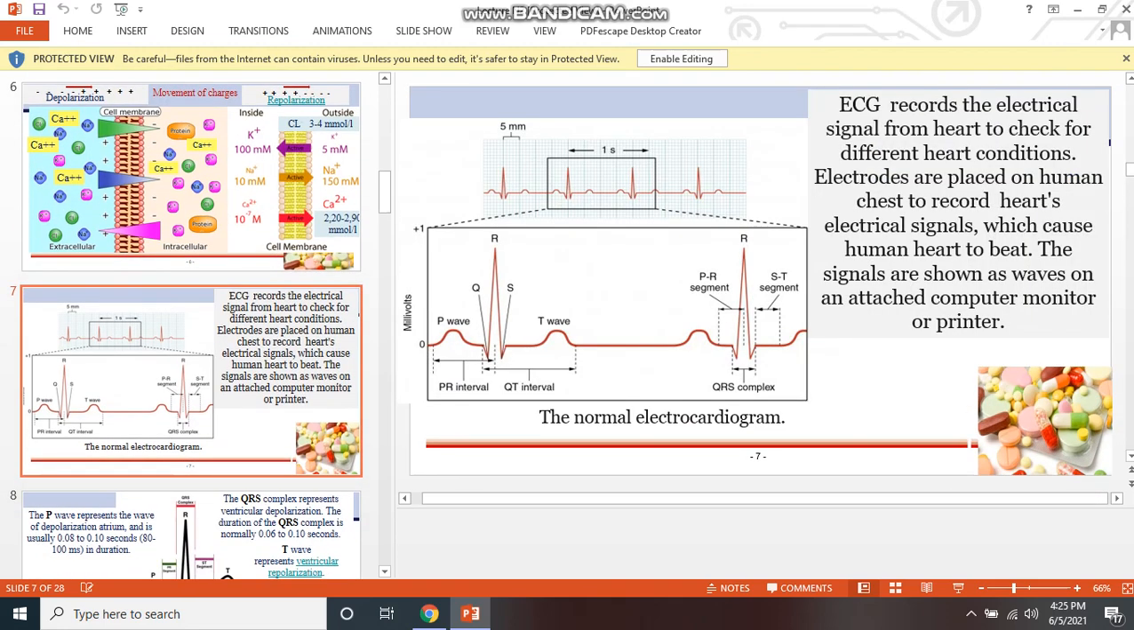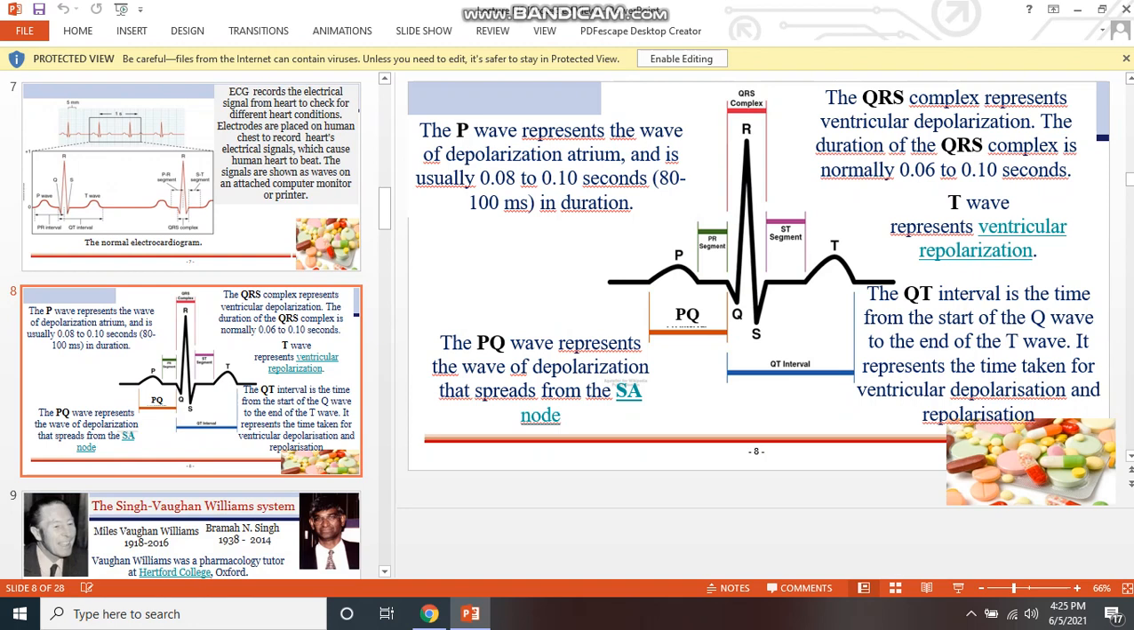ECG records the electrical signal from the heart to check for different heart conditions. Electrodes are placed on the human chest to record the heart's electrical signals which cause the heart to beat. The signals are shown as waves on a computer monitor or printer, as you can see in the figure. This is the P wave. The P wave represents atrial depolarization and is usually 0.08 to 0.10 seconds, that is about 80 to 100 ms in duration.